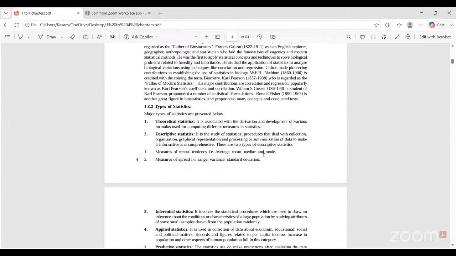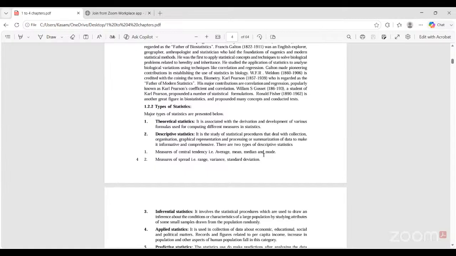There are two types of descriptive statistics here. One is the measure of central tendency. What is the measure of central tendency? Mean, or average. Average means, suppose a line is given: 10, 22, 30, 40, 45. Suppose 10 numbers are given, then 1 plus 2 plus 3 plus 4 plus 5 plus 6 plus 7 plus 8 plus 9, divided by 10.